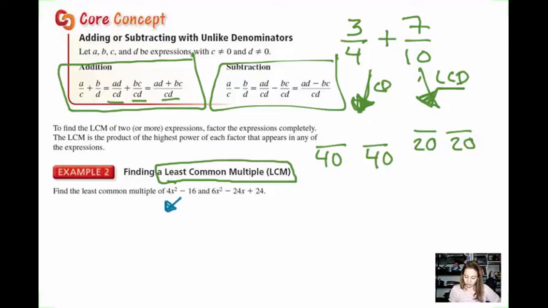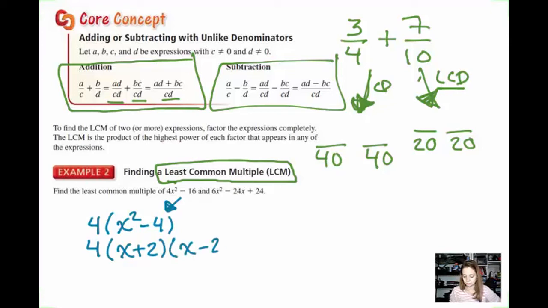So let's completely factor these polynomials. I'm going to take out a GCF of 4 and get x squared minus 4. Then I have a difference of squares. So 4 times x plus 2 times x minus 2. And finally, I'm going to split apart the 4 into its prime factors. So that is 2 times 2, x plus 2 times x minus 2.